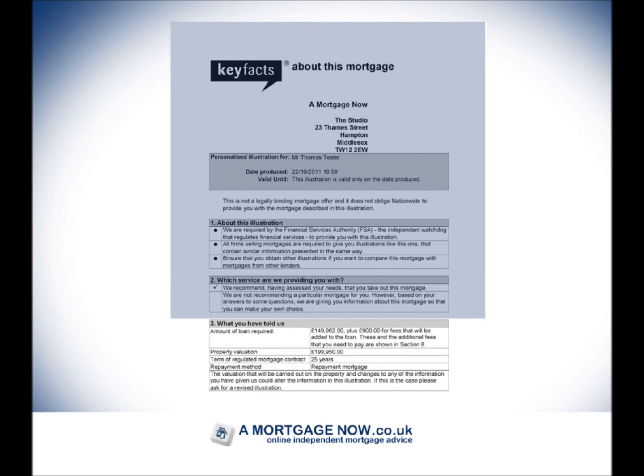Section 3 sets out the size of the loan you require. Where any fees are being added to the loan, they will be listed here. This section contains the anticipated valuation of the property, the term of the contract, and the repayment method. This example is a repayment mortgage, but it could also be an interest-only or part interest-only and part repayment arrangement.